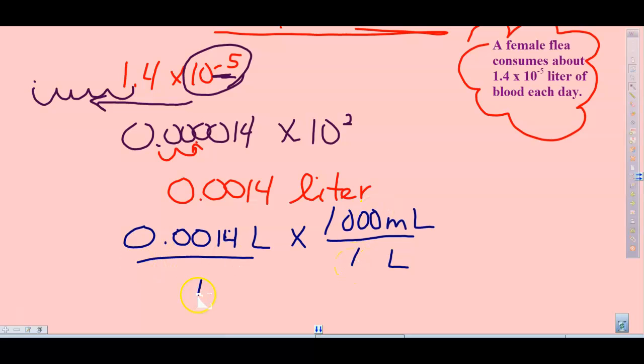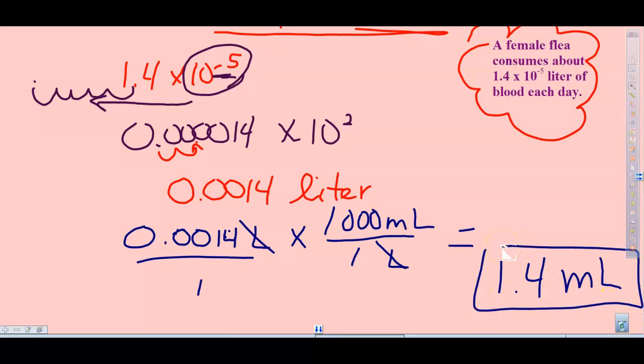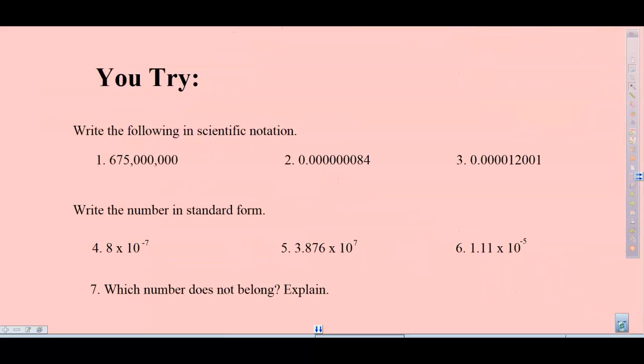So simply multiplying this, those liters cancel, we end up with 1.4 milliliters. And that value makes more sense. It flows nicer. So that is a more appropriate unit, is what we say. Right? All right.